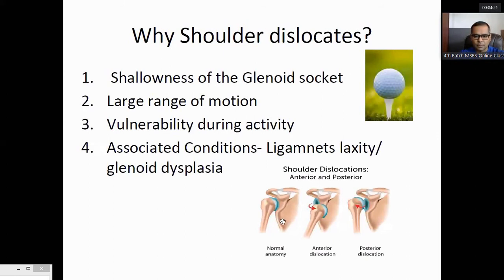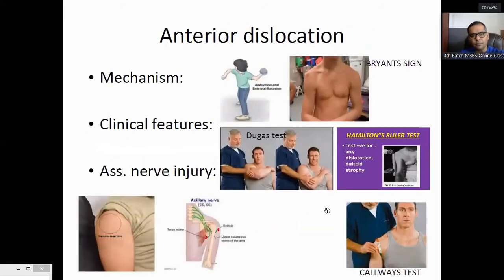In this picture, we can see the normal anatomy, and here the anterior dislocation, and this is the posterior dislocation. Anterior dislocation is the most common type of shoulder dislocation. It is mainly due to abduction and axial rotation, when there is extreme abduction and axial rotation and a backward thrust on the elbow and distal arm, the shoulder gets dislocated easily.